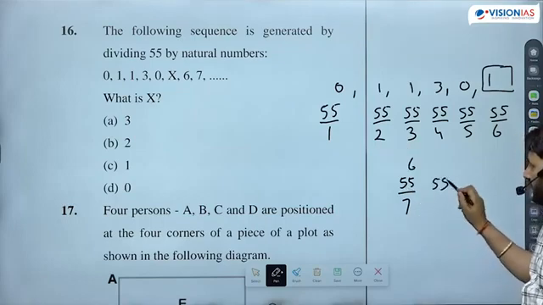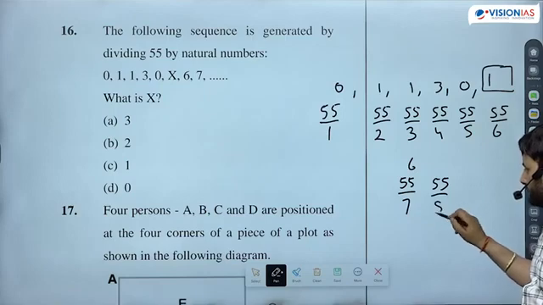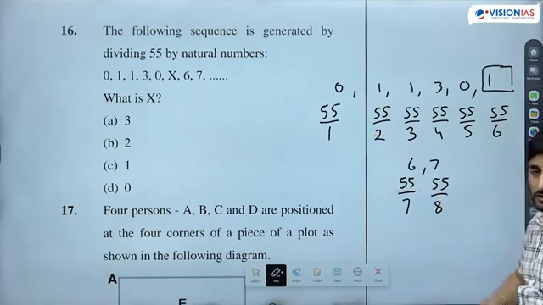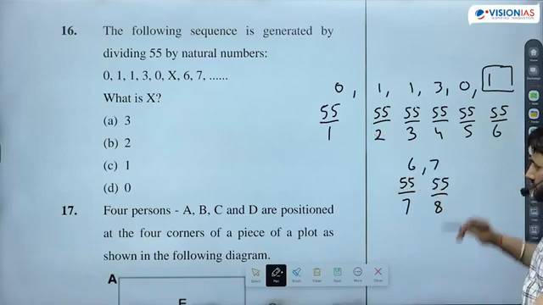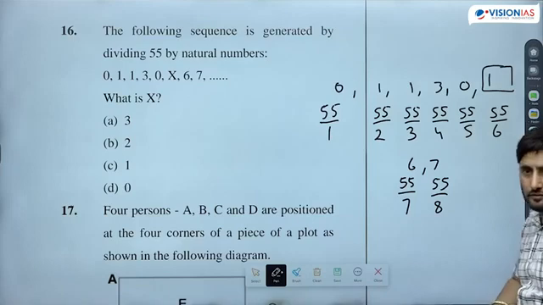Now 55 divided by 8, 8 6s are 48, remainder will be 7. So you are getting those terms also, 6 and 7 later on. Okay बच्चे.